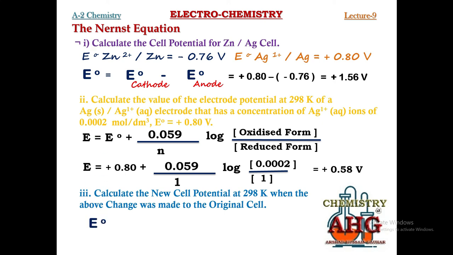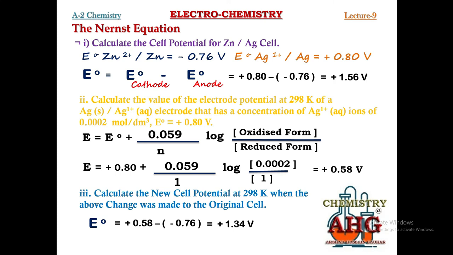You know the formula: reduction potential of cathode minus anode. Still the cathode would be silver because its reduction potential is still positive. So you will insert the value, instead of positive 0.80, you will insert positive 0.58 minus negative 0.76, and for the answer, you can see the overall cell potential would be reduced. Overall cell potential has become positive 1.34 volt. So this is how you can use the Nernst equation to solve this type of question as well.